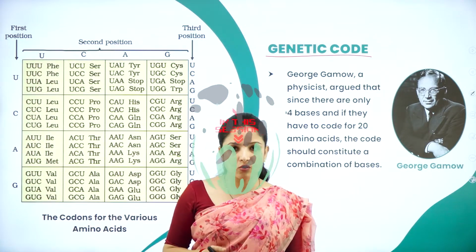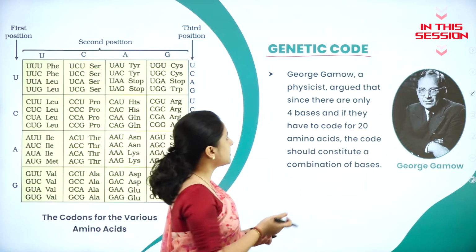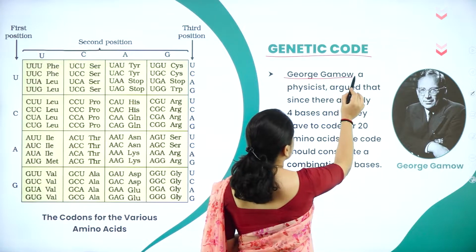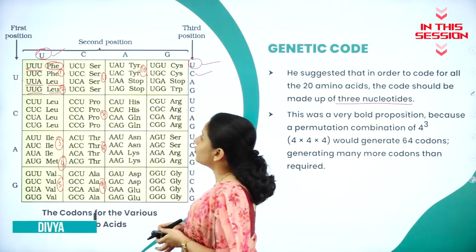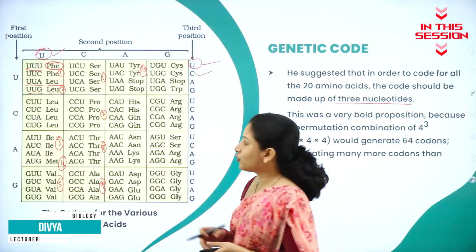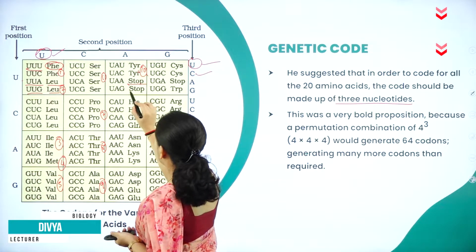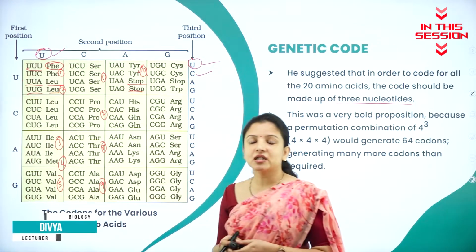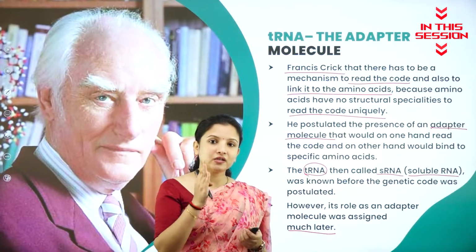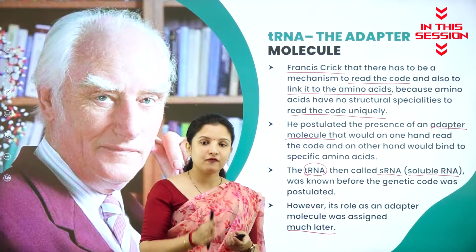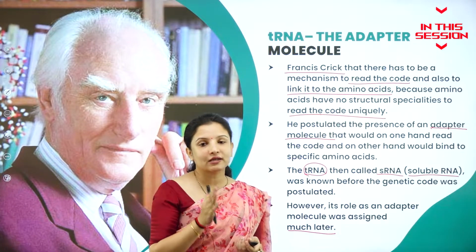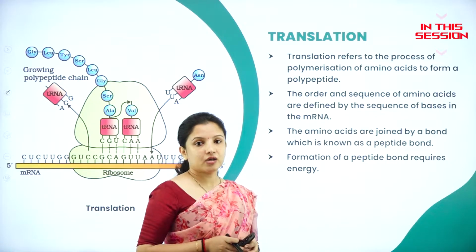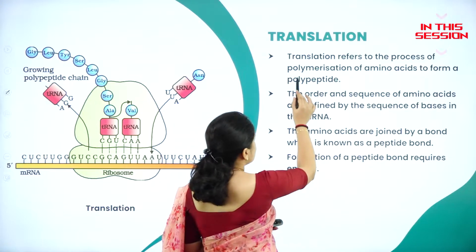Invention of genetic code, the credit goes to a scientist called George Gamow. UUA, UAA and UAG are the stop codons. Stop codons are present in the termination region. Transfer RNA is needed for reading the genetic code that is present on the mRNA. Translation is the process of polymerization of amino acids.